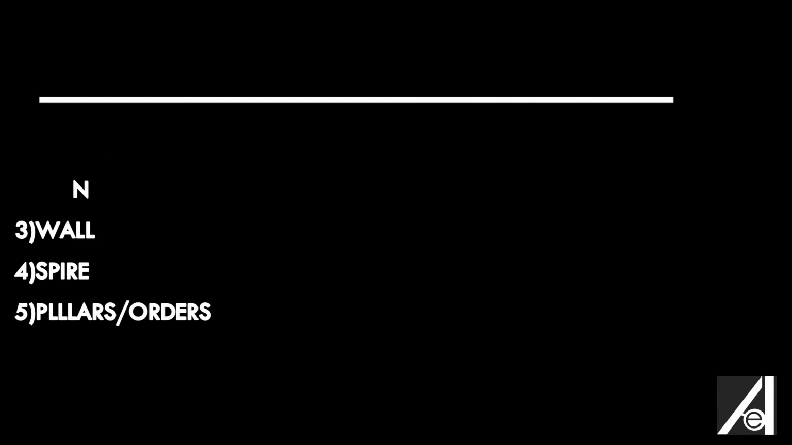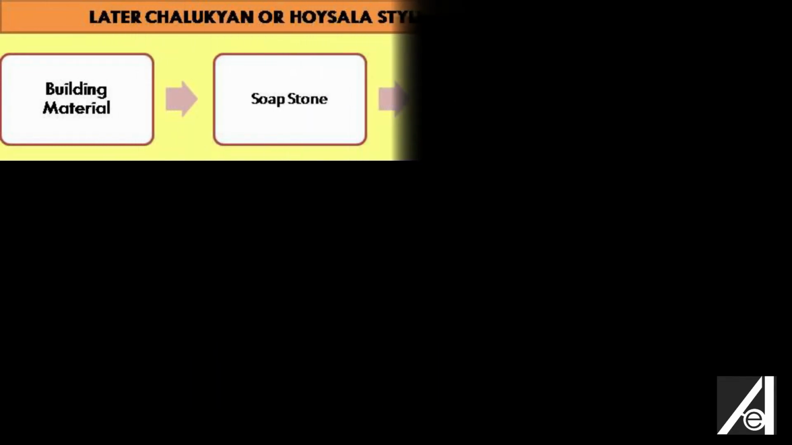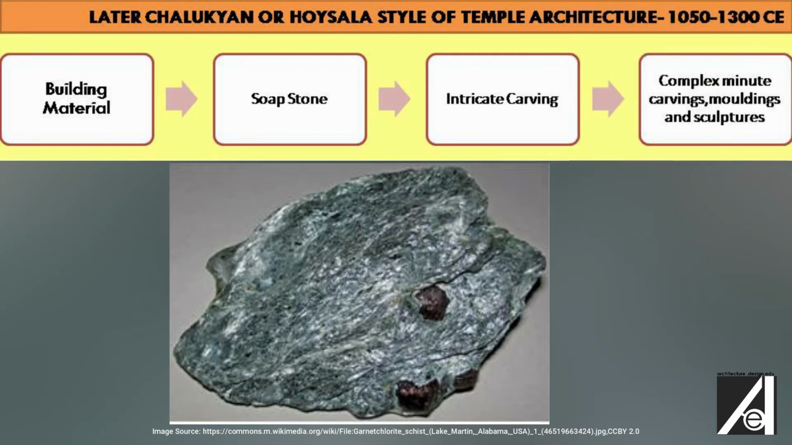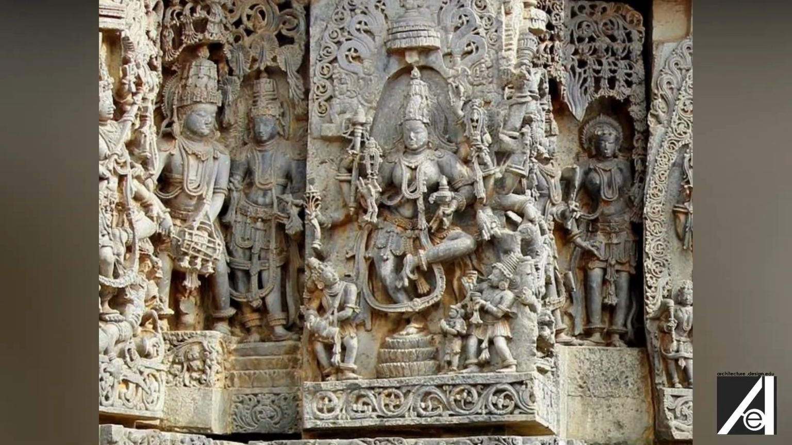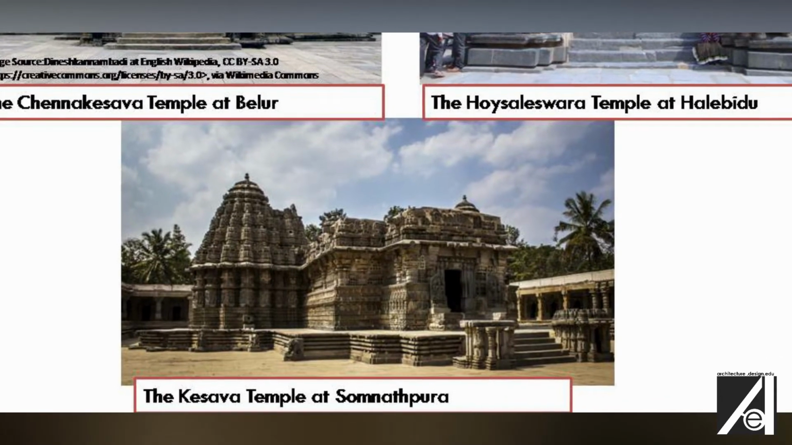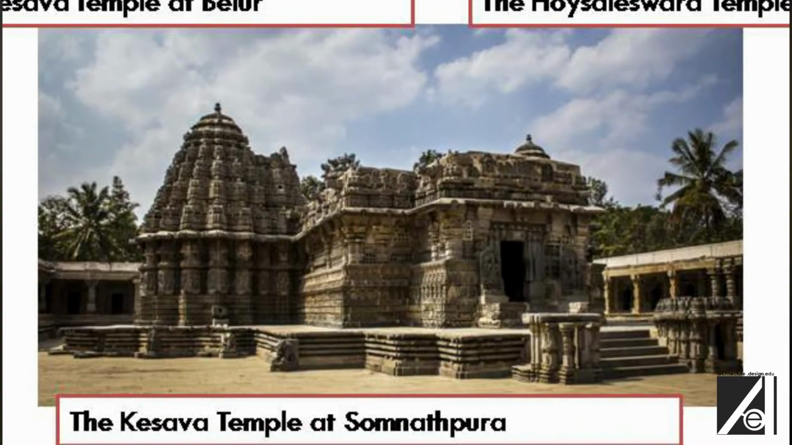Now first let's talk about the building material. The building material used by the Mysore craftsmen was the finer grain greenish or bluish black chloritic schist, that is the soapstone, which is a good material for intricate carving. Thus one can find that the temple consists of complex, minute, fine carvings, mouldings and sculptures. To explain the architectural features, the Keshava temple at Somnathpura is selected, which is dedicated to God Vishnu.